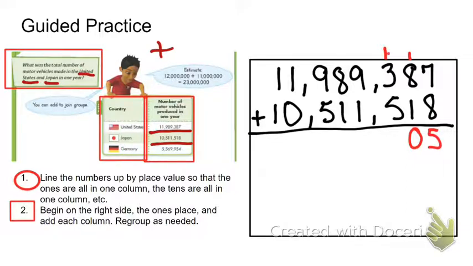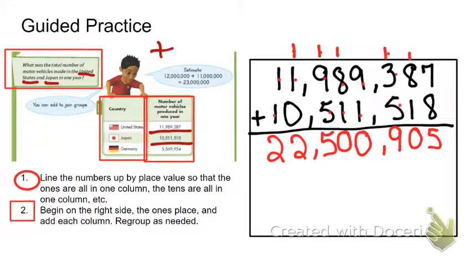Now I'm going to add 1 plus 3 plus 5. That gives me 9. Now I can move to the next column. 9 plus 1 gives me 10. Since I can't put 10, I'm going to put the 0 and carry the 1. 1 plus 8 gives me 9, plus 1 more gives me 10. Again, I've got to place the 0, carry the 1. 1 plus 9 gives me 10, and 5 more gives me 15. I'm going to put the 5 and carry the 1. 1 plus 1 gives me 2, and I've completed the problem. My sum, or the answer to my problem, is 22,500,905.